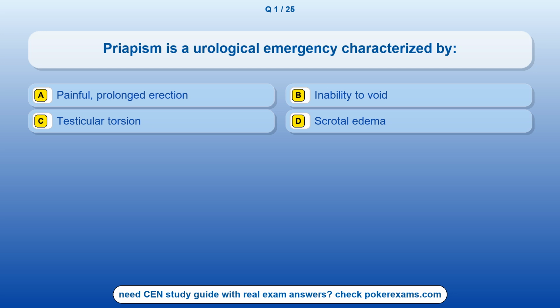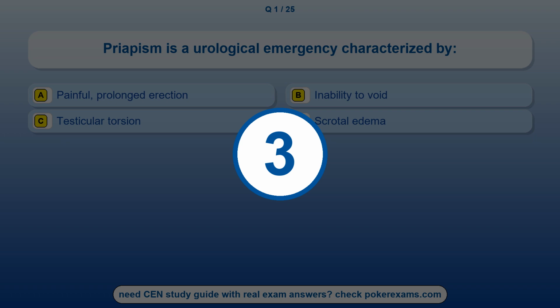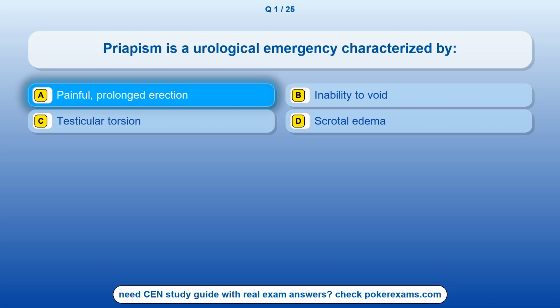Question 1. Priapism is a urological emergency characterized by: Option A, painful, prolonged erection. Option B, inability to void. Option C, testicular torsion. Option D, scrotal edema. The correct answer is option A, painful, prolonged erection.